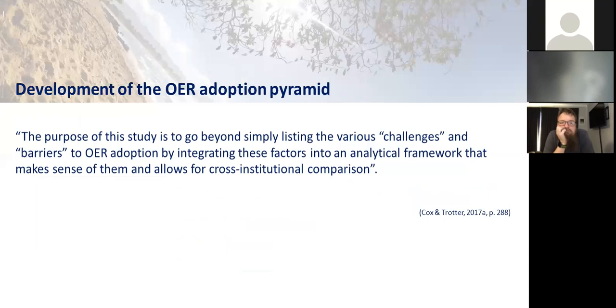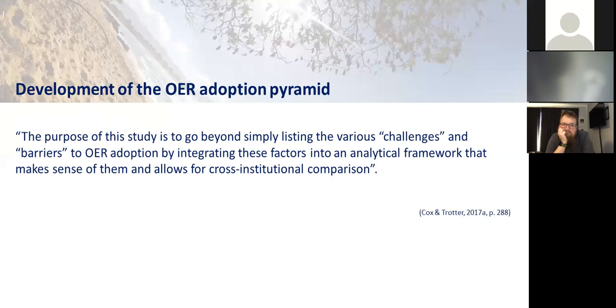Now, this pyramid was developed through a series of studies that Cox and Trotter did. They began with an examination of South African universities, and what they wanted to see was the relationship between organizational culture and OER engagement. And they soon realized that culture didn't have the impact that they thought. Rather, there were challenges or factors or barriers that came into play before culture could have any impact.